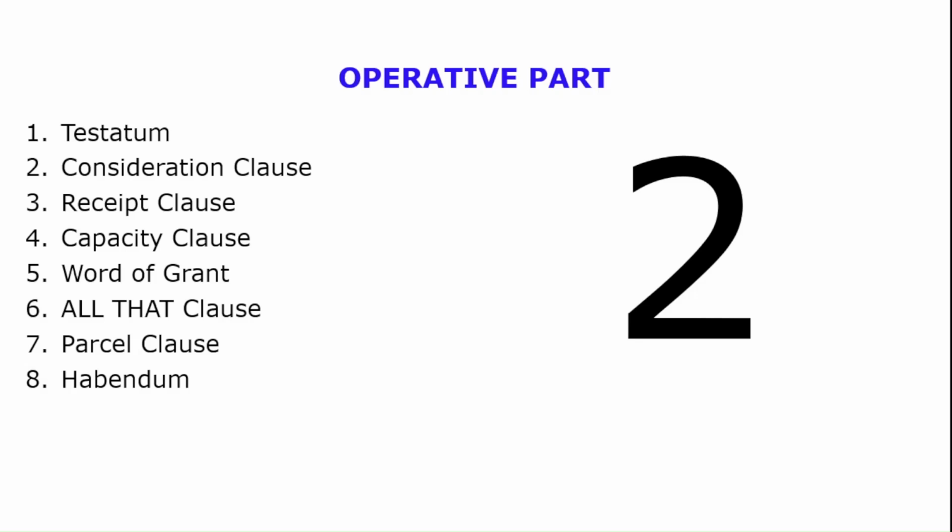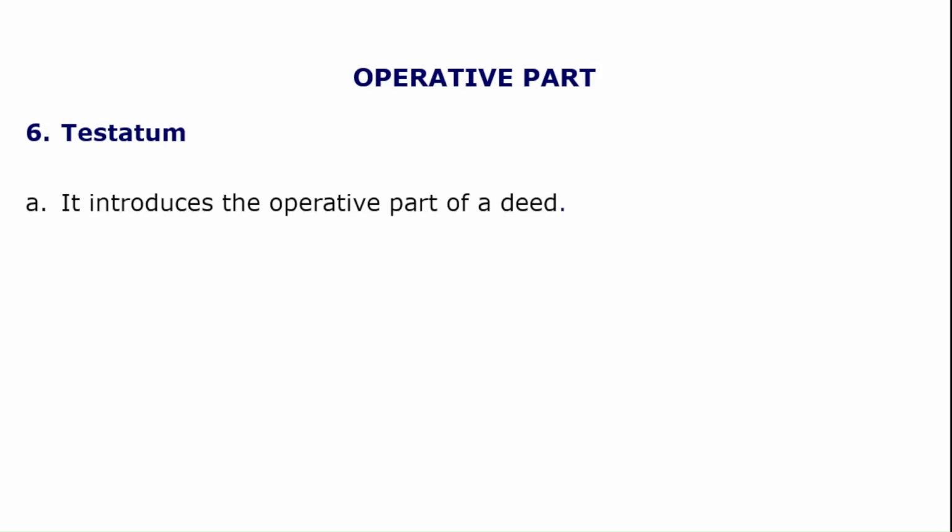So let's start with the Testatum so that we can know the function and then how to draft it. The function of the Testatum in the operative part of a deed of assignment is that it simply introduces the operative part of a deed. All the Testatum serves is that it is that clause that helps us transition from the introductory part to the operative part.